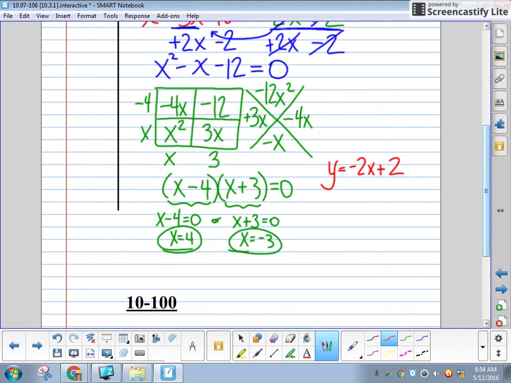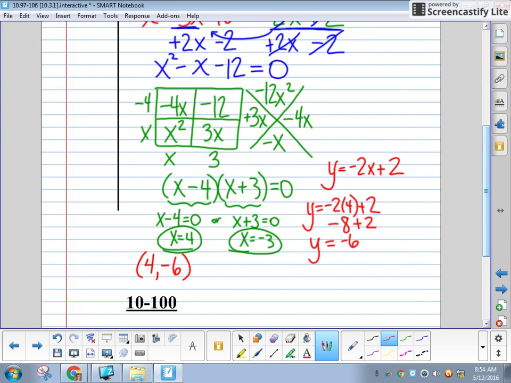First, I'm going to plug in 4 and see what the y value of that point is. Y equals negative 2 times 4 plus 2. That's negative 8 plus 2. So y equals negative 6. So my first ordered pair point of intersection is the point 4, negative 6.